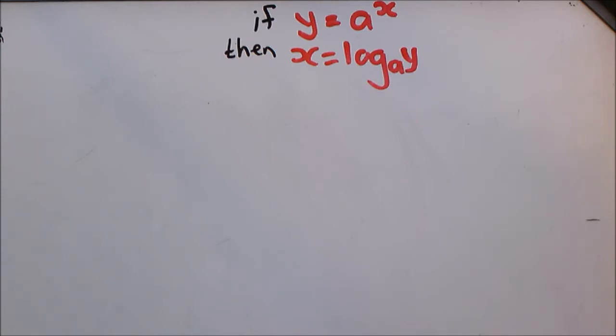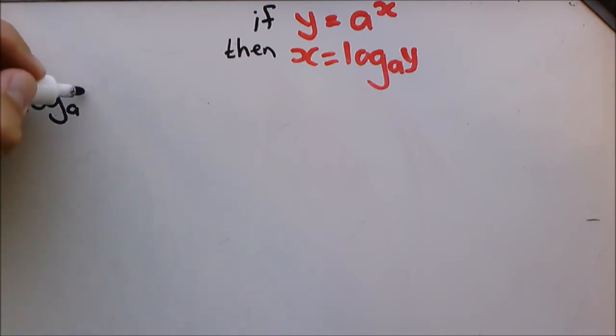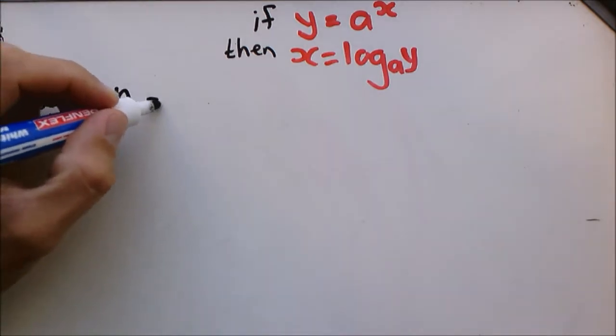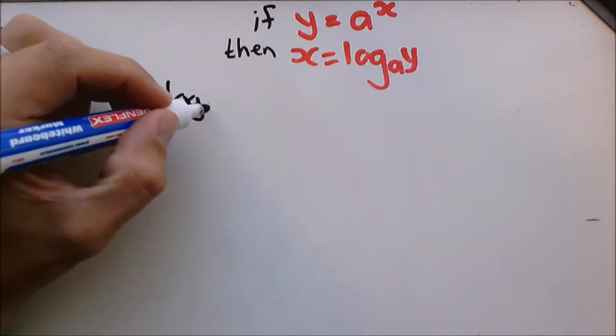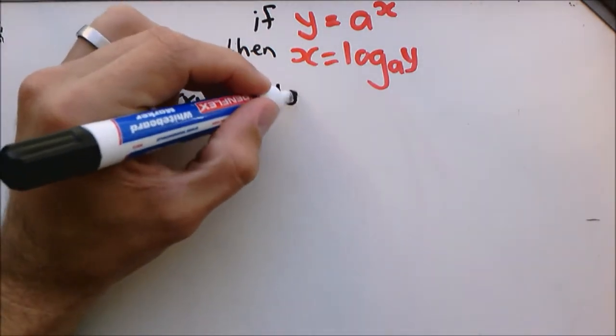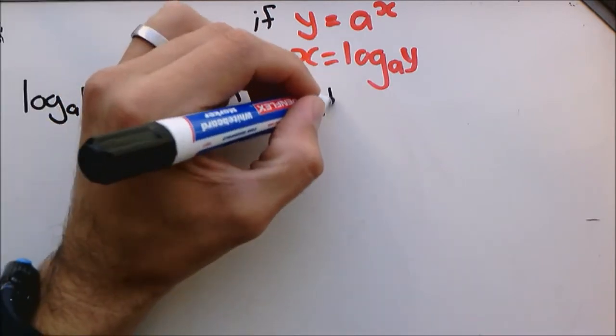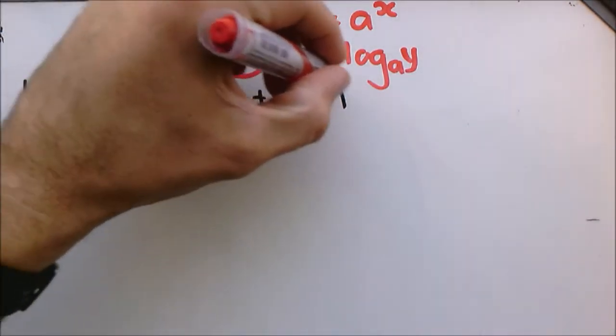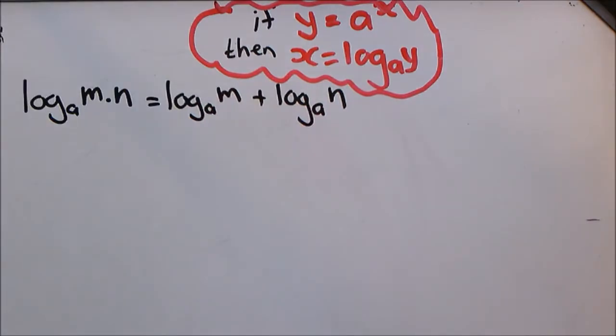So our very first log law looks like this. If you have log with a base, let's make it a, and you have m times n, it's equal to log base a m plus log base a n. Okay, so this is our first log law.